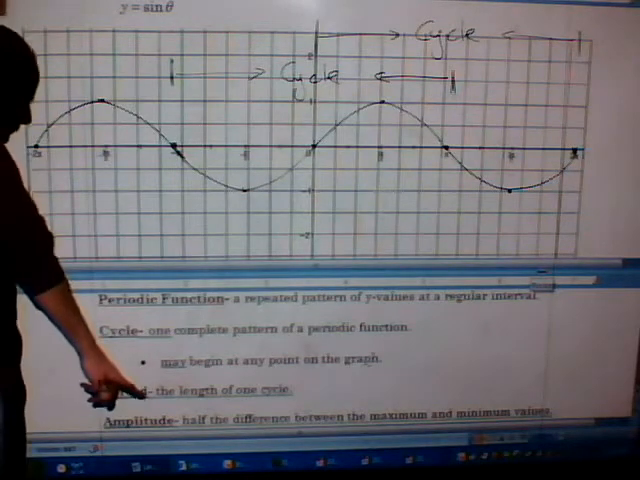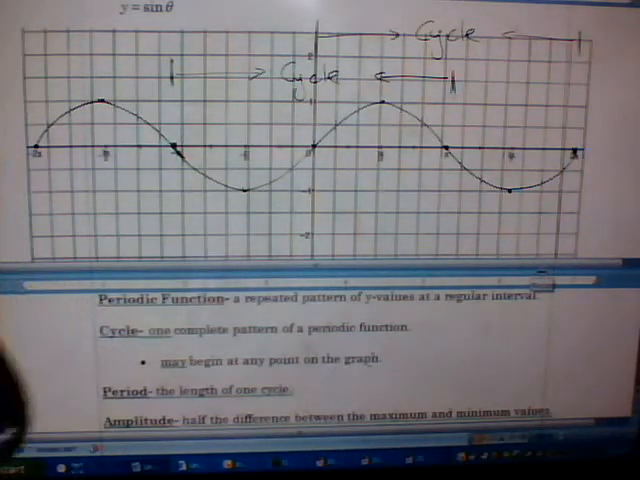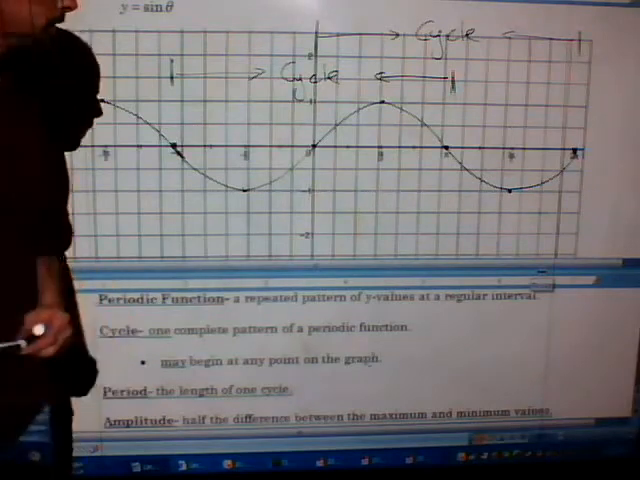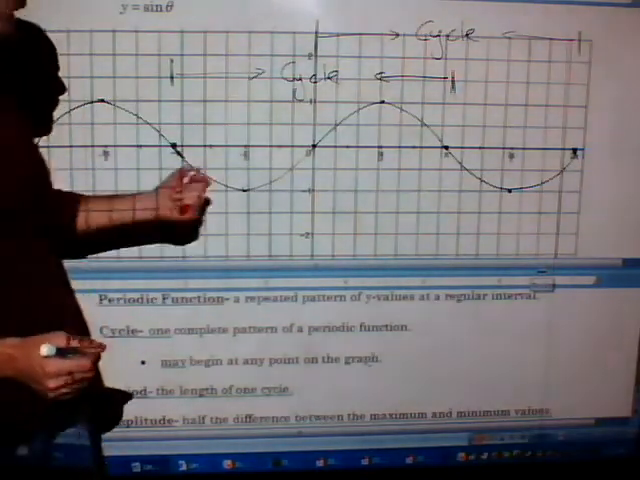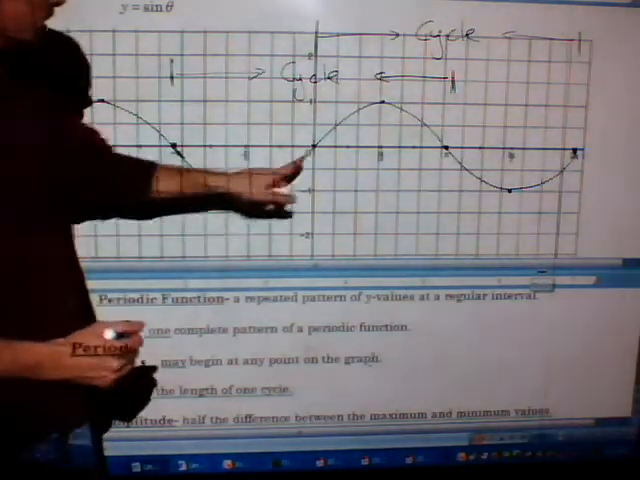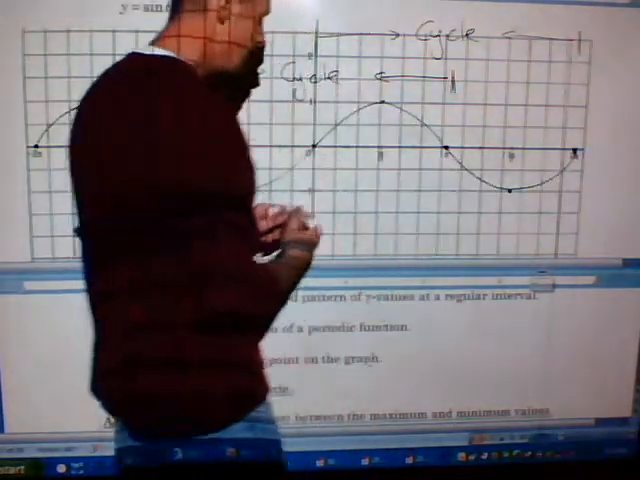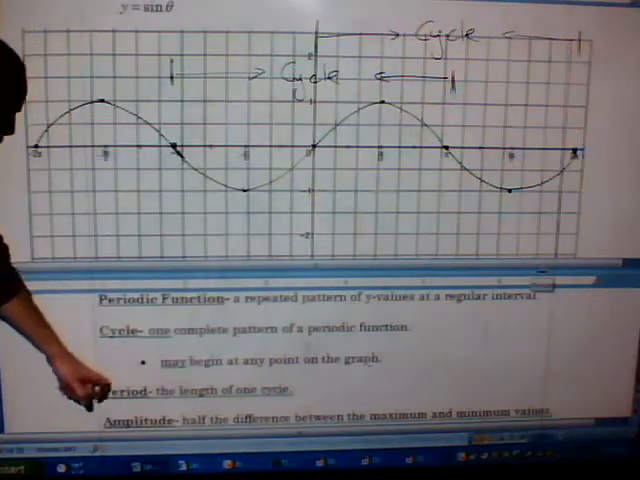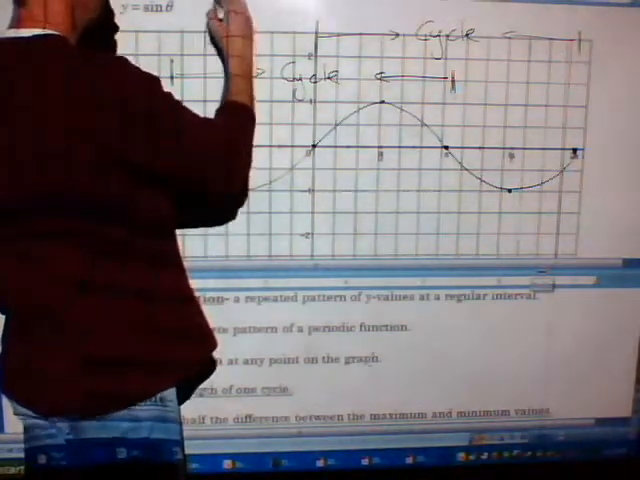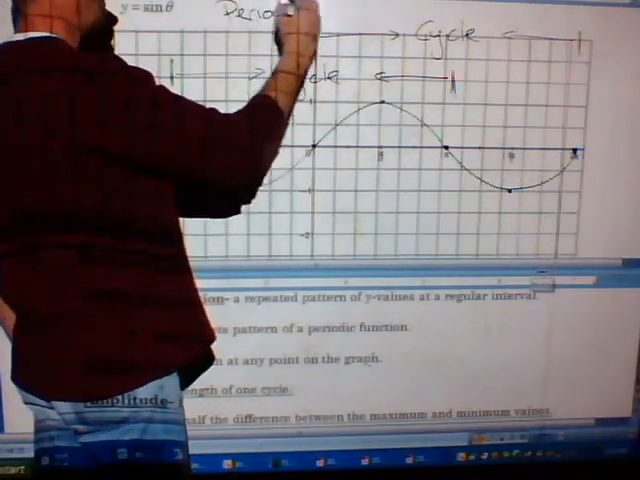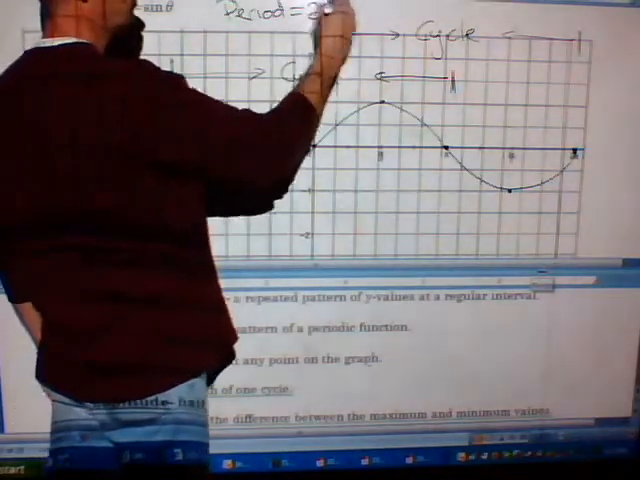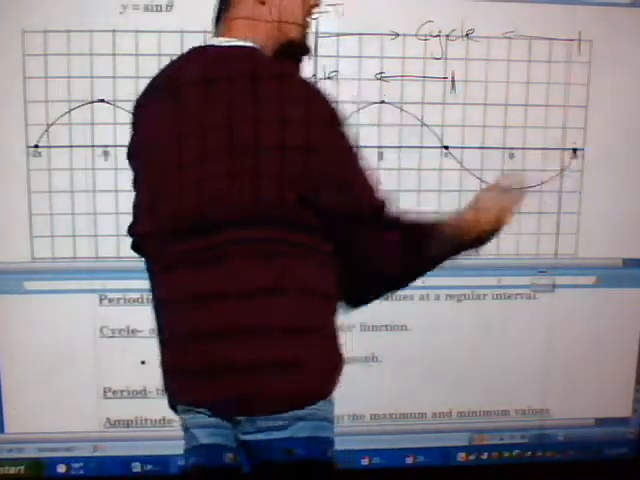A period is the length of one cycle. How long is that cycle? Okay? So in this particular case, the cycle started at 0 and it ended here at 2 pi. So our period on this one, our period on the sine graph is 2 pi. That's the length of one cycle.